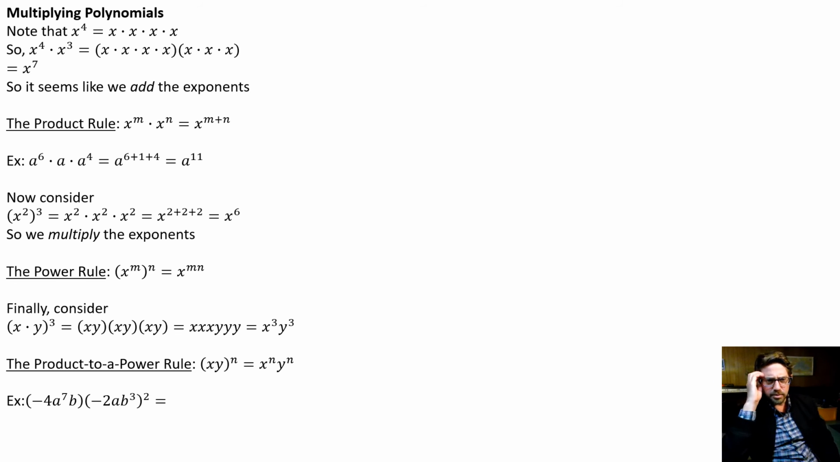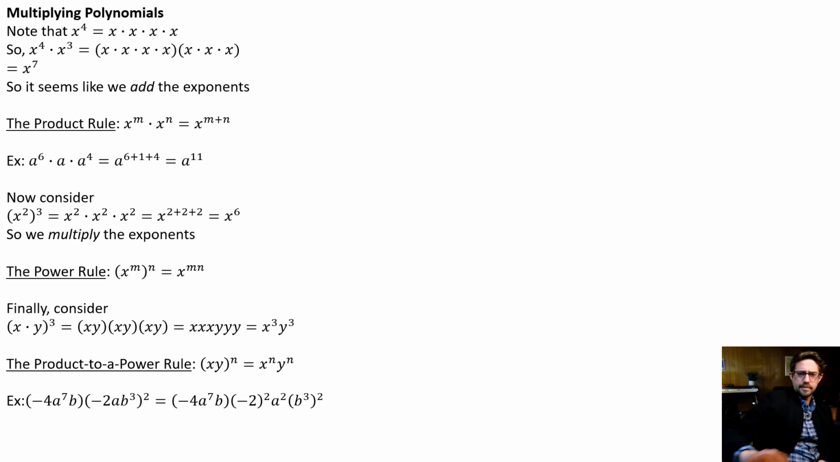Okay, let's just do one kind of nasty example. It's not really that bad. You just use the couple rules we just busted out and then group stuff together. So I would say the first thing to do here is take that second term, negative 2ab cubed squared, and actually apply the product to a power rule. And the product to a power rule says you just square everything in there. So we didn't touch the first term, the negative 4a7b, but we're going to square the negative 2, we're going to square the a, we're going to square the b cubed.